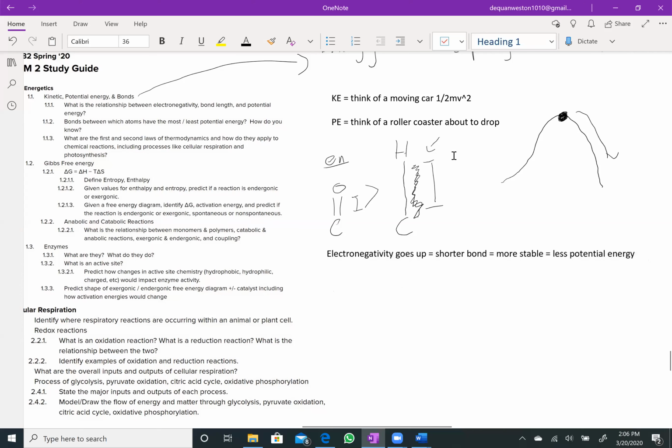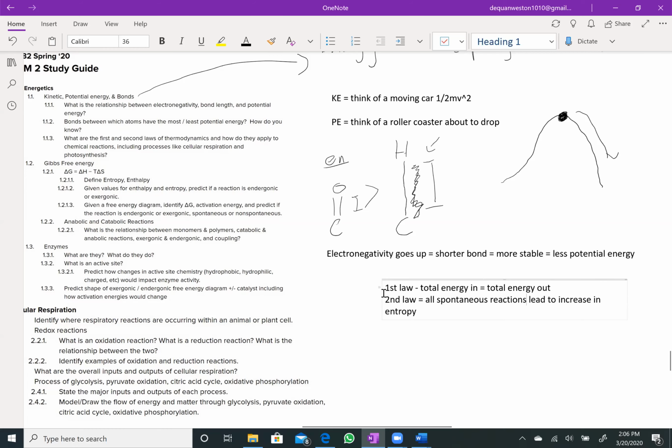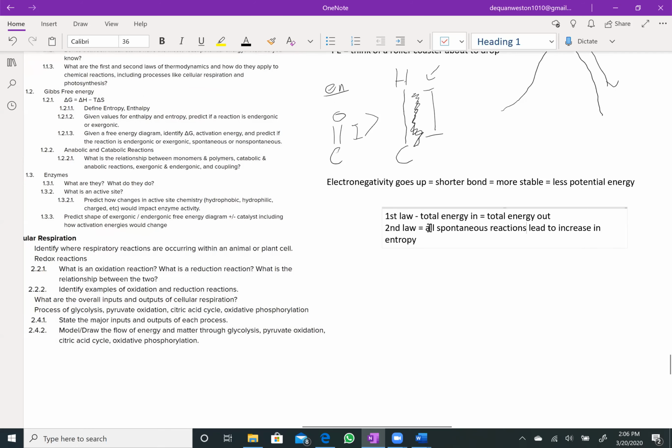What are the first and second laws? So for the first law, I like to think total energy in equals total energy out. And then, all spontaneous reactions lead to an increase in entropy. And we know that entropy is the disordering. It's basically the disordering of things.